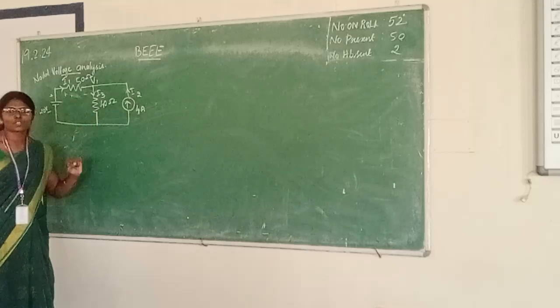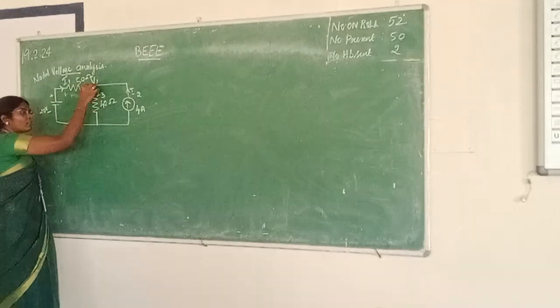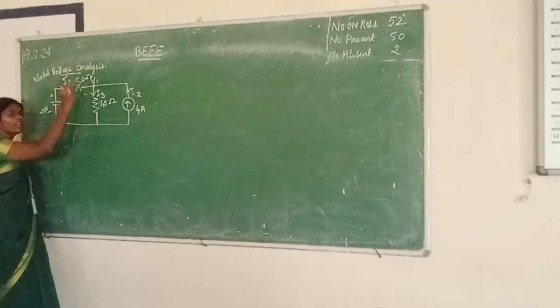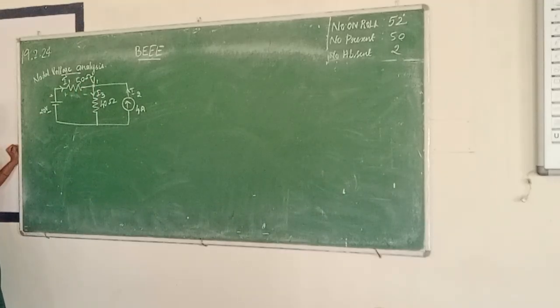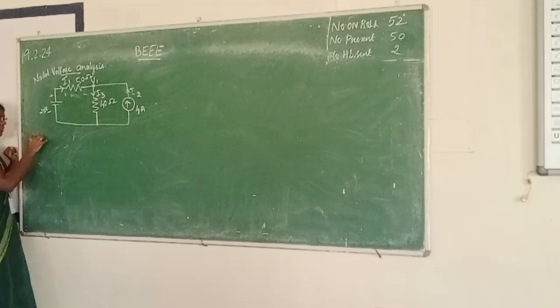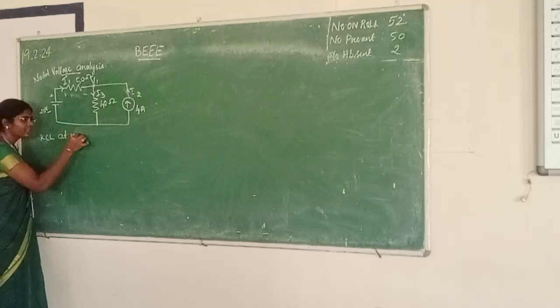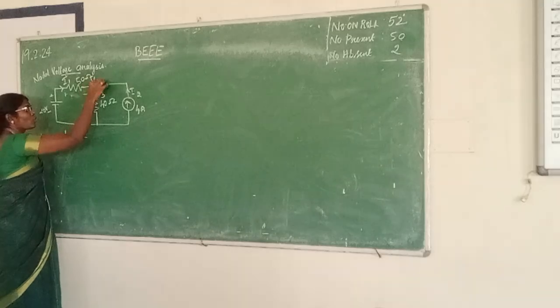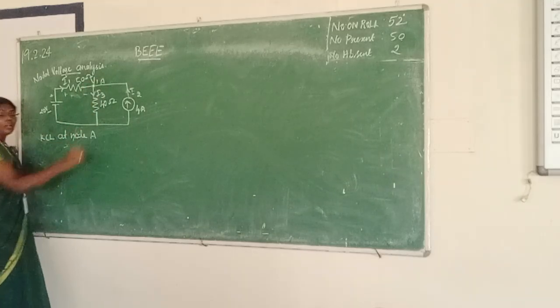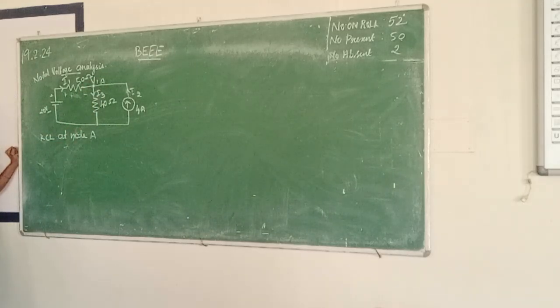Okay, another current source here. So we have to mark the node, right? There is only one node, that is V1. Okay, now what do you have to write? You have to apply which law? KCL, at where? At the node A. If you take this as node A, then you have to apply KCL at the node A.